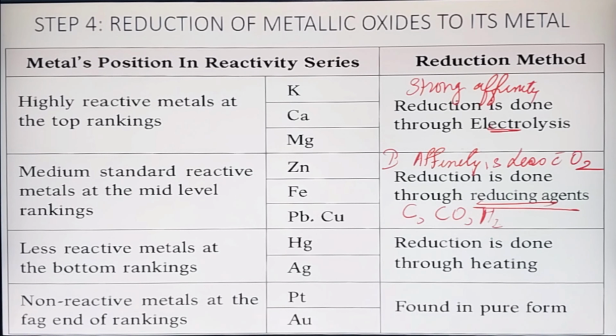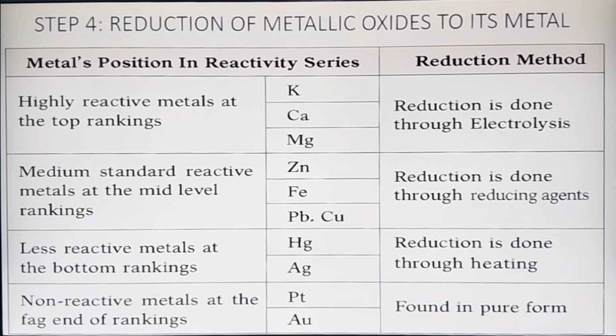The top five metals, potassium, sodium, calcium, magnesium, aluminium, have a very, very strong affinity with oxygen. So whenever I'm trying to remove oxygen, I have to apply the costliest method. And which is the costliest method? The costliest method is electrolysis. When I come to the middle elements, zinc, iron, lead, copper, they do not have that strong an affinity, or I can say they have a little less affinity with oxygen. They do not have that strong an attraction.